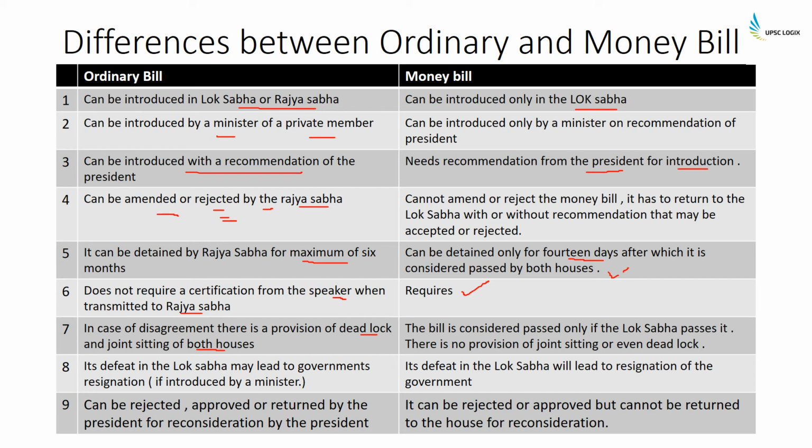An ordinary bill can be rejected, approved or returned by the President for reconsideration, and on the other hand, a money bill can either be rejected or approved. It cannot be returned for reconsideration by the President.